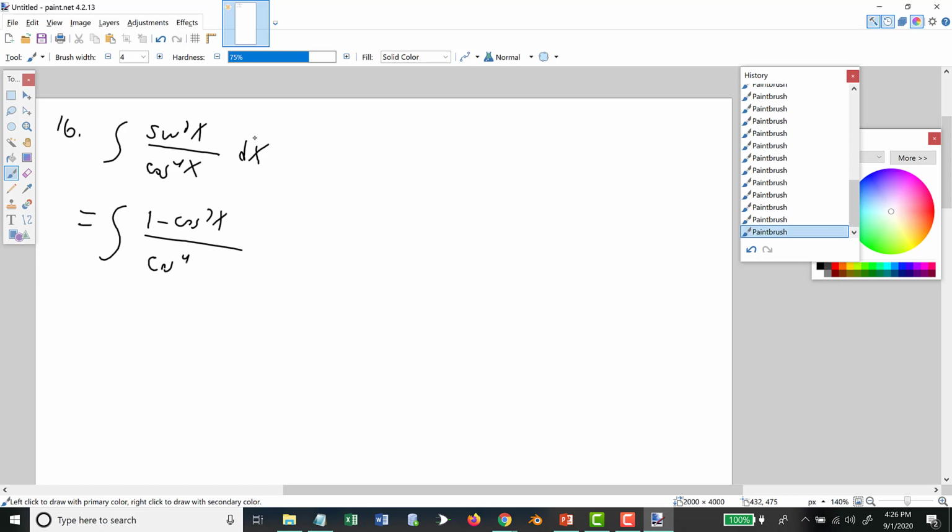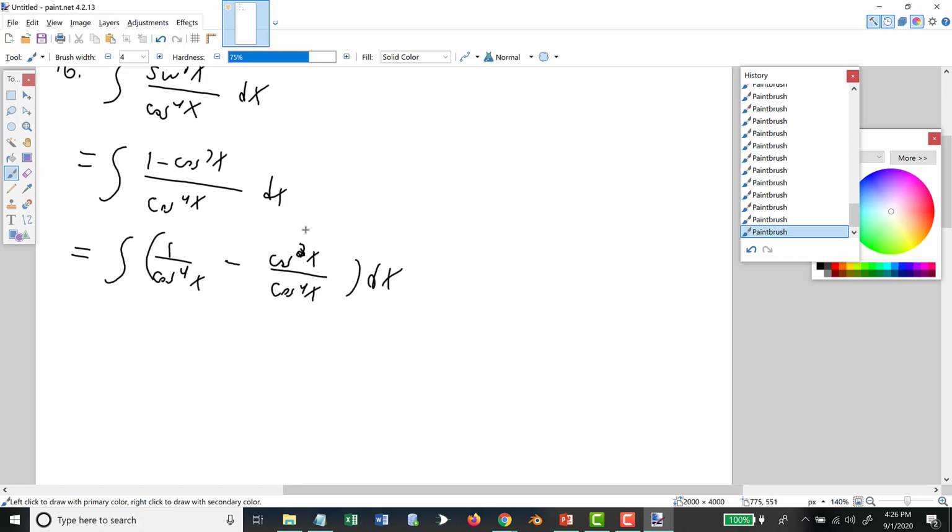I don't know if this will head anywhere, but we'll see. Then split them up into separate fractions. 1 over cosine to the fourth minus. So far, I'm not seeing what I need to do yet. I'm not working off of the script here. I'm live. Just kidding.